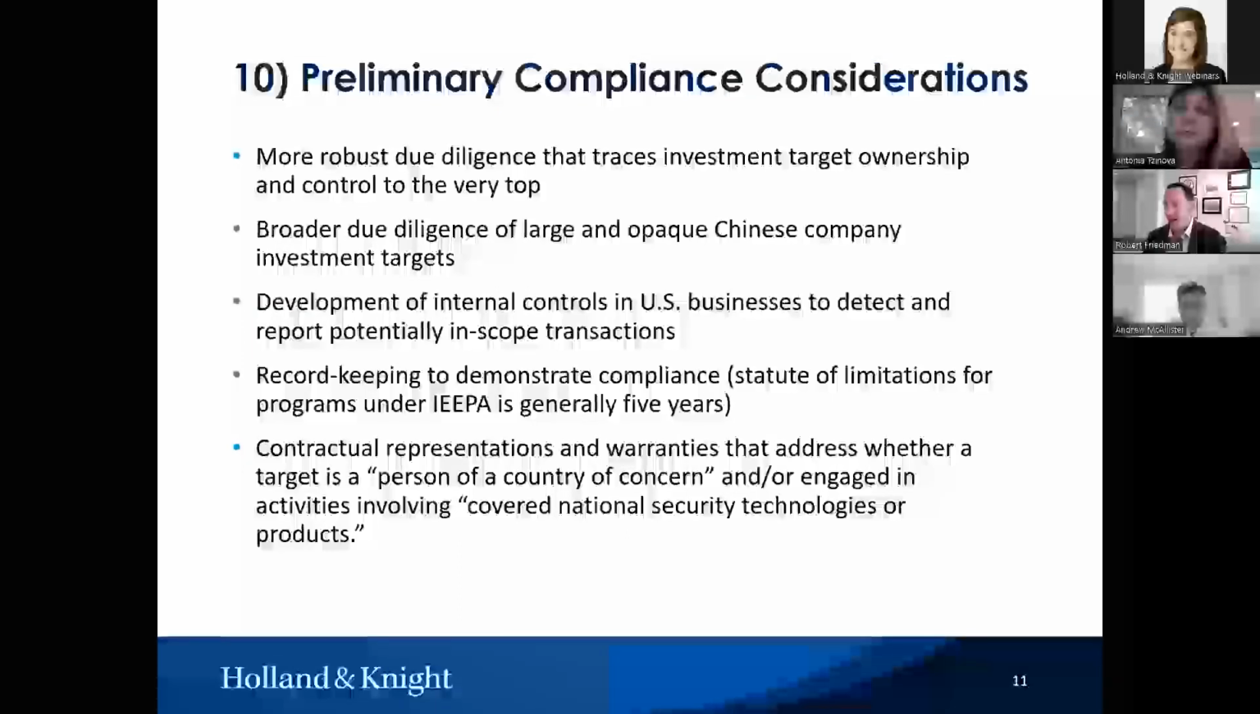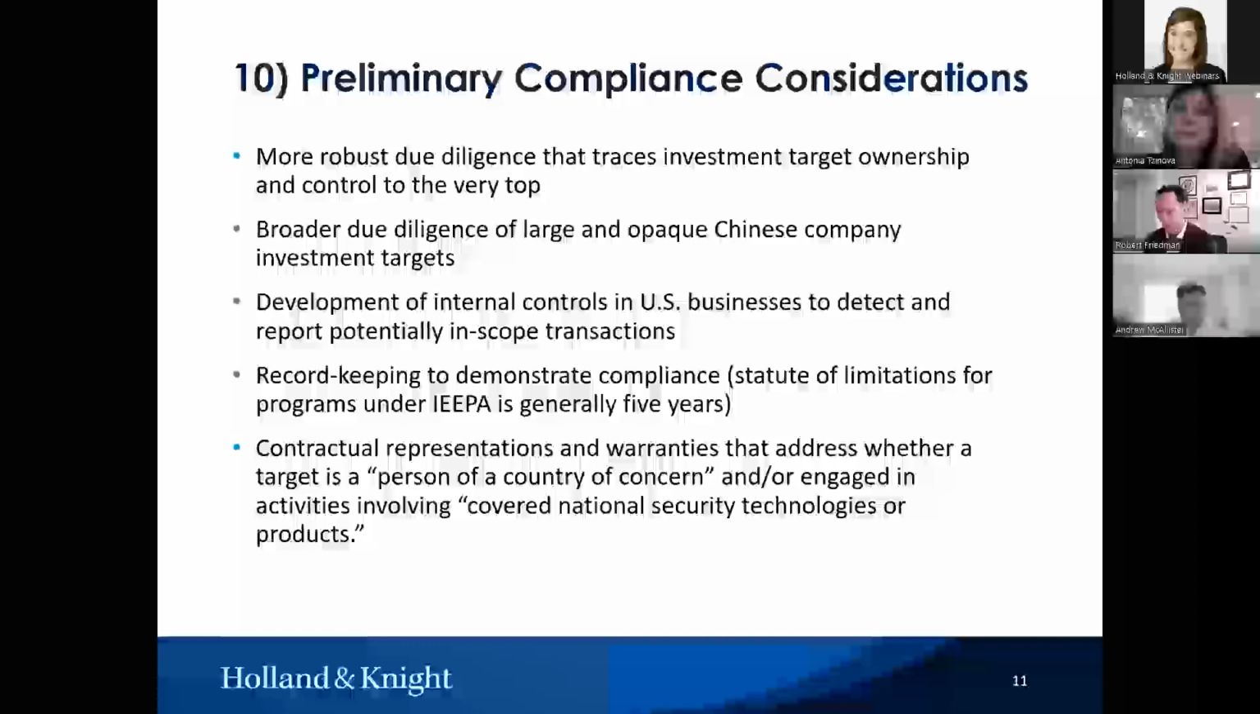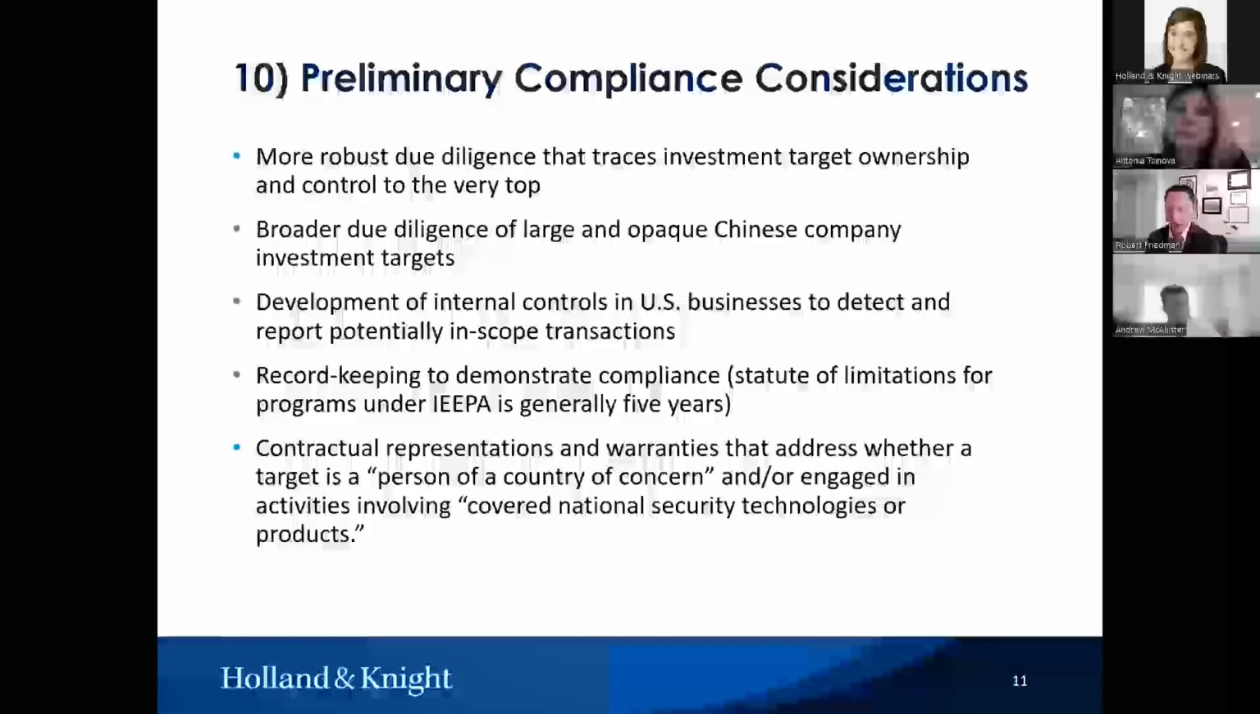And then finally, U.S. persons may want to consider contractual representations and warranties that address whether a target is a person of a country of concern and whether activities might be covered activities in the target. These covenants and other contractual limitations will be helpful for U.S. persons to limit liability, and also, frankly, it helps with the compliance burden that would otherwise be applicable to U.S. persons that are going to be relying on investment targets to furnish information to make that self-determination, right?